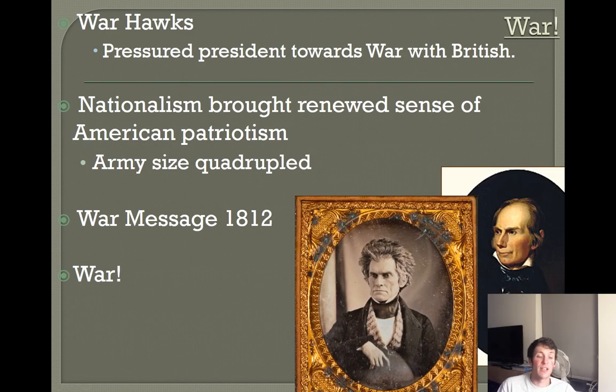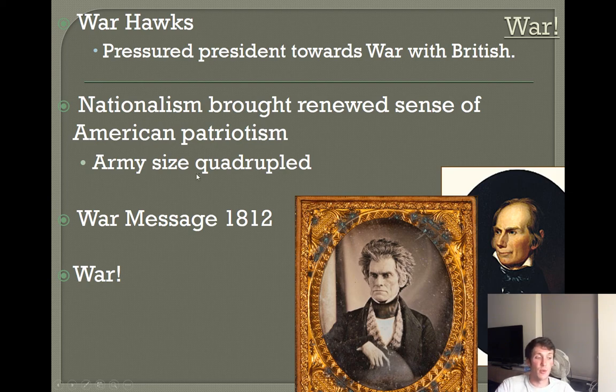So what's going to happen is you're going to have the Democratic Republicans, many of them pushing for war with Britain because of these slights against the Americans, right? And you're going to get these war hawks, they're called. The Federalists are calling them war hawks because they feel that they're pressuring the president towards war with the British, and you're going to bring on this nationalism, right? It's going to bring this renewed sense of American patriotism, and the army is going to actually hugely grow.